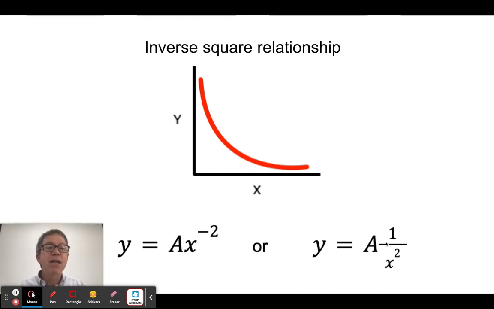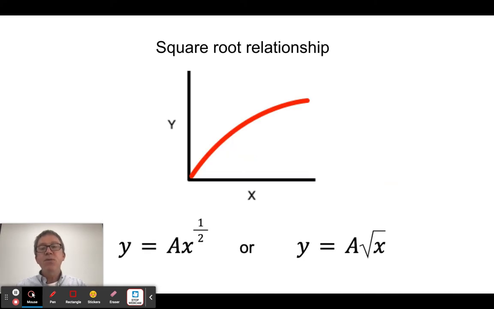In this case, y equals a over x squared. Now, this one here is one you might not have used much, but we encounter quite a bit in physics, and that is a square root relationship where we're raising x to the power of 1/2. When you're using LoggerPro, it'll be 0.5.